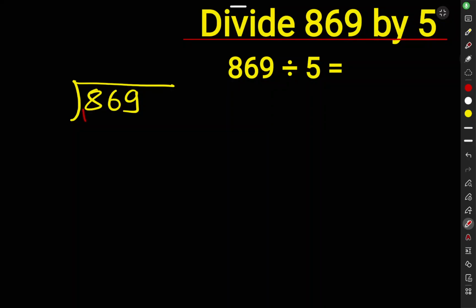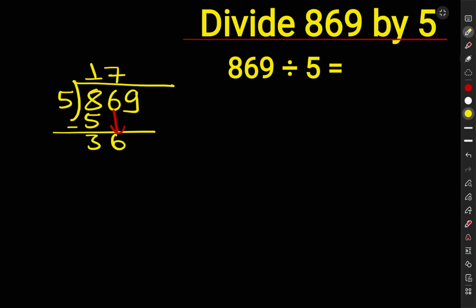We divide 869 by 5 in long division method. 5 times 1 is 5. On subtracting we get 3. So now we put down this 6 and it is 36.